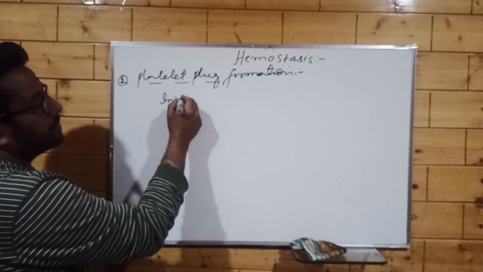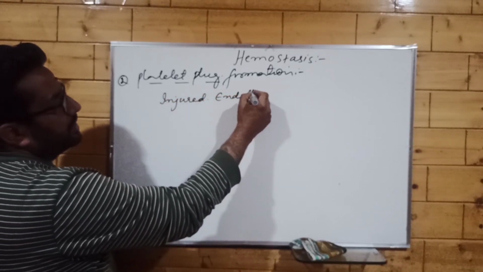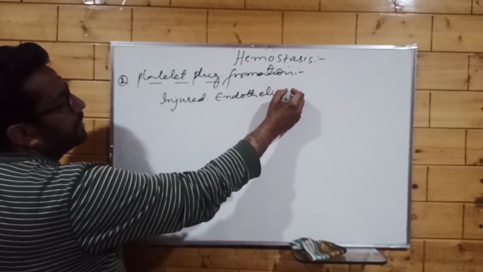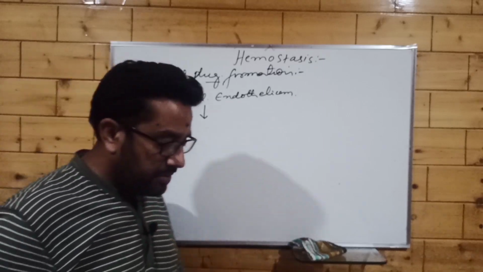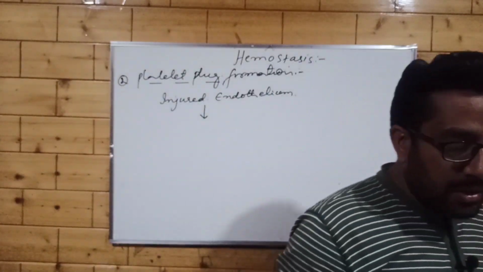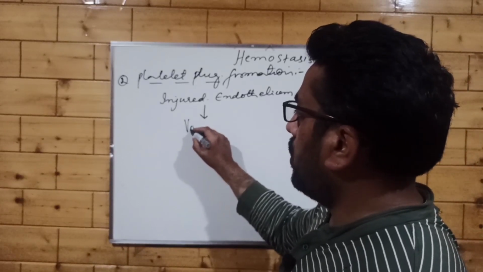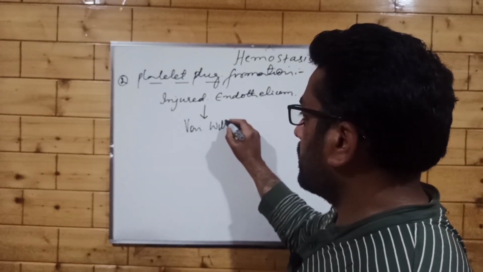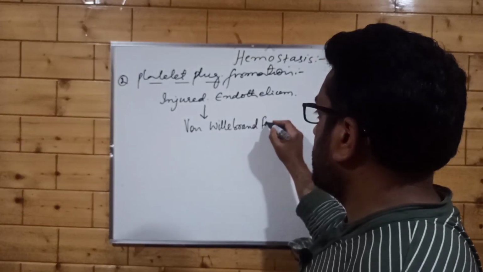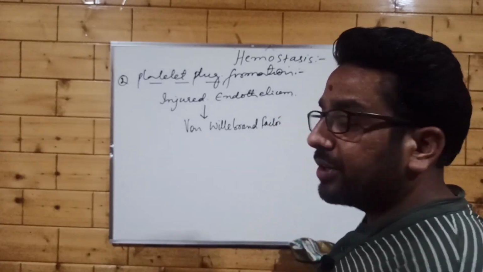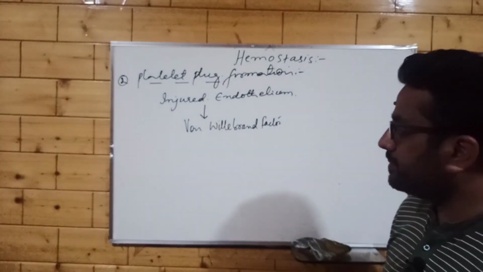The injured endothelium secretes a very important factor that's called von Willebrand factor. Where is it released from? It is secreted by what? Injured endothelium. It releases a very important factor, von Willebrand factor.